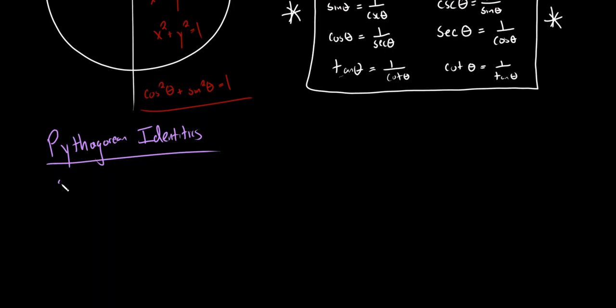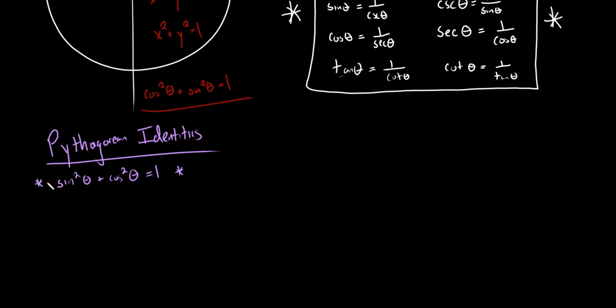And you're always actually going to hear it as sine squared plus cosine squared. It doesn't necessarily matter, right? Addition doesn't matter. It can go both ways, right? So sine squared plus cosine squared is equal to 1. That is the Pythagorean identity, okay? That is the Mac Daddy of Pythagorean identities, okay?